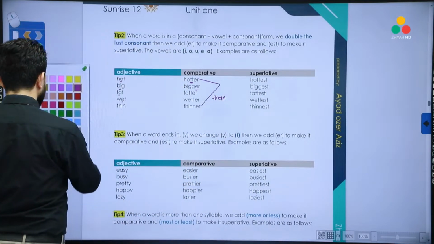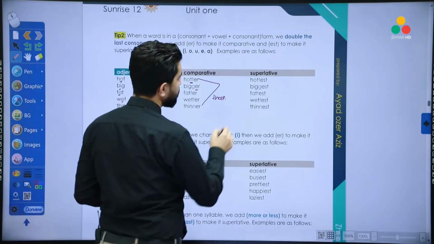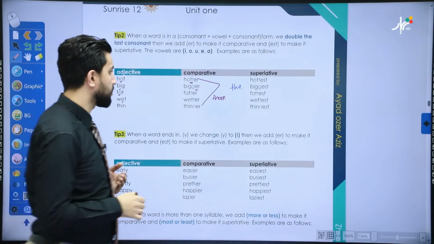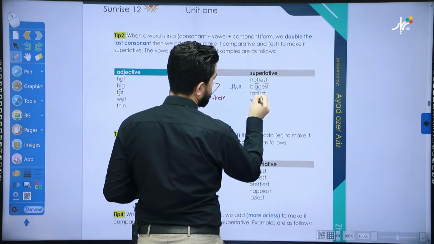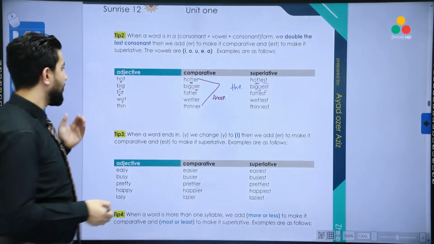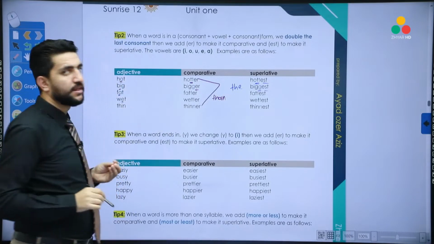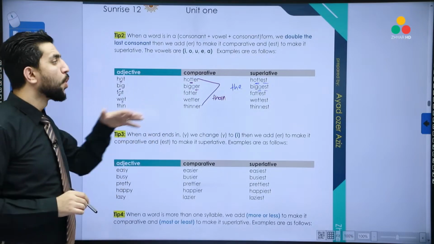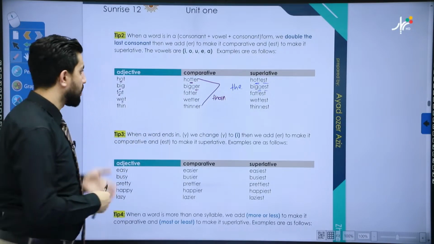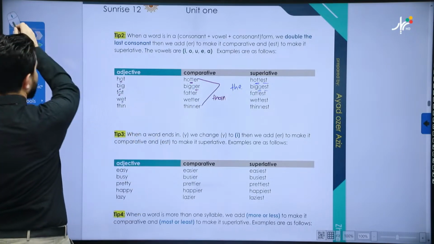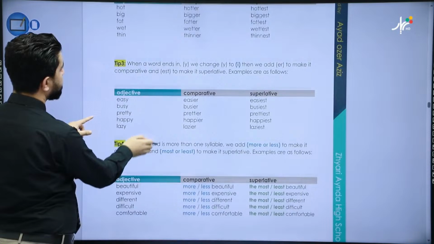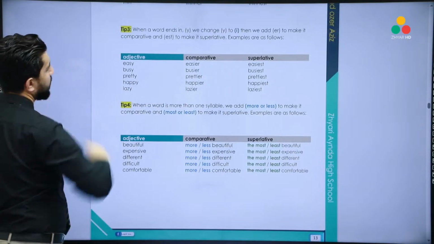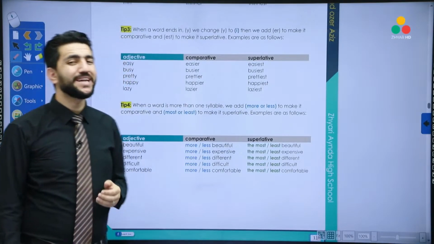And here, since we have superlative, we need a the before them. If we don't have that, it would be incorrect. So double T, EST, double G, EST. Why? Because we have a vowel before the last letter. So when we have a vowel before the last letter, we double the last consonant. Then we add ER to make it comparative and EST to make it superlative. Okay? Another tip, tip number 3, another tip which is also important when we have Y-ending adjectives.